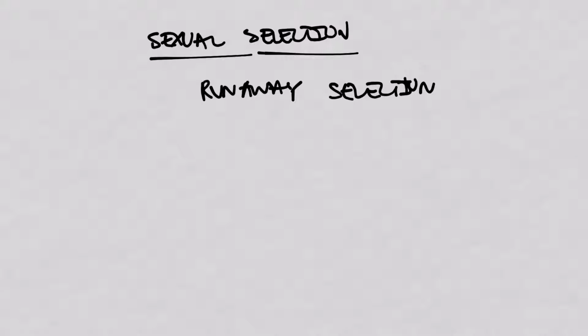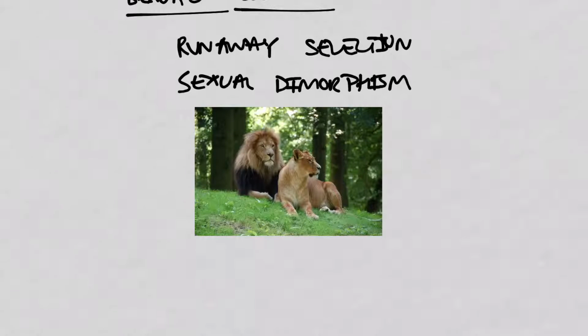So this can lead to something which is called sexual dimorphism. And sexual dimorphism is when the females and males have different characteristics or phenotypes. So, for example, I'll just give you a picture. Here's an example of sexual dimorphism. We see that these males, male lions, have a huge mane, and they're also much larger than the females of the same species.